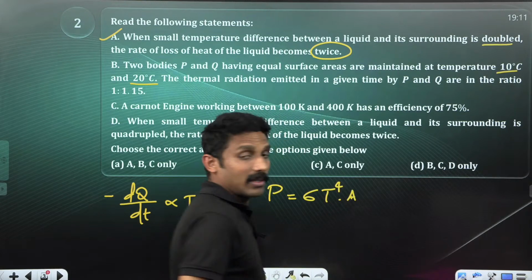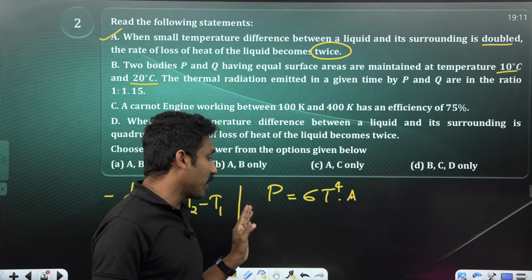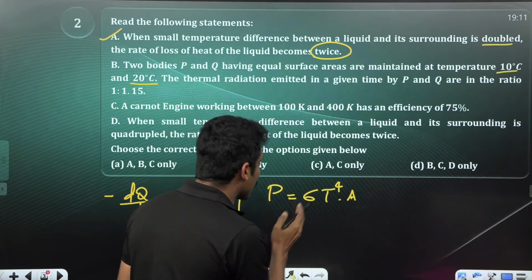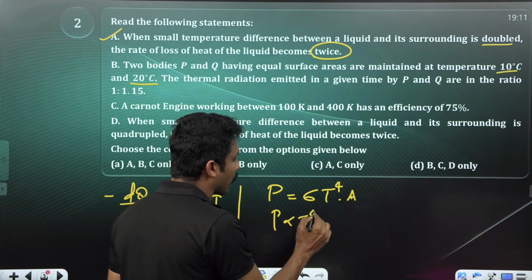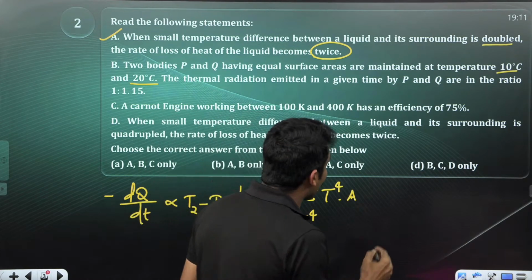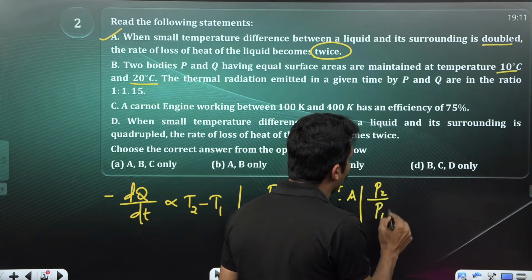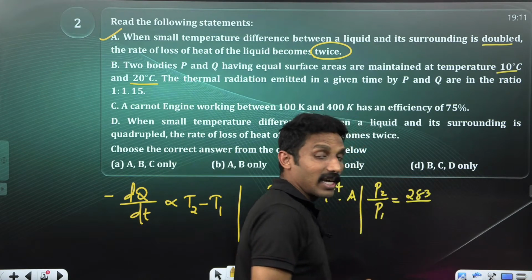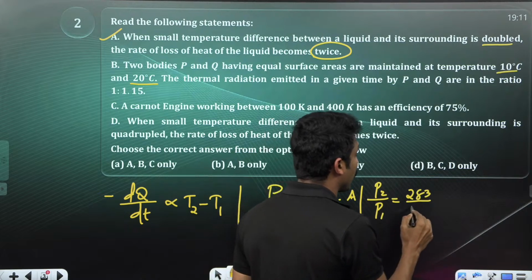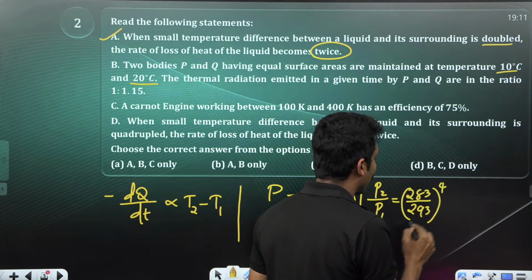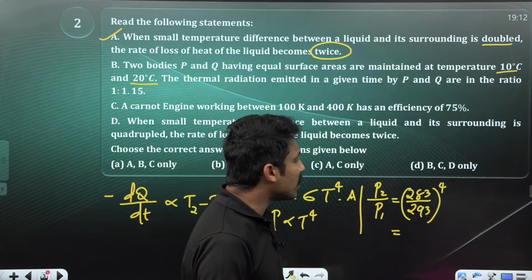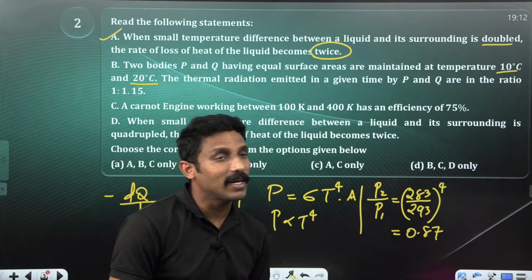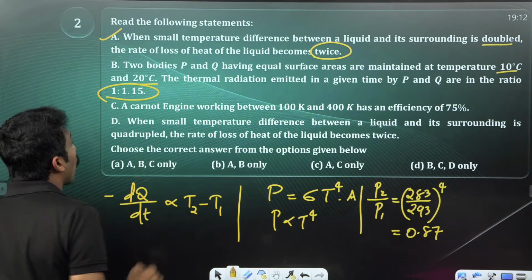This is delta Q by delta T divided by area, which is proportional to T raised to 4. That is Stefan's law. Now this area is constant, sigma is already constant, so the radiation power is directly proportional to temperature raised to 4. In this case, P2 divided by P1 is equal to the first temperature, 10 degrees C, which is 283 Kelvin, divided by the second temperature, 20 degrees C, that is 293 Kelvin, raised to 4. When we solve this, we get the answer as approximately 0.87, and here the ratio given in the question is 1:1.15.